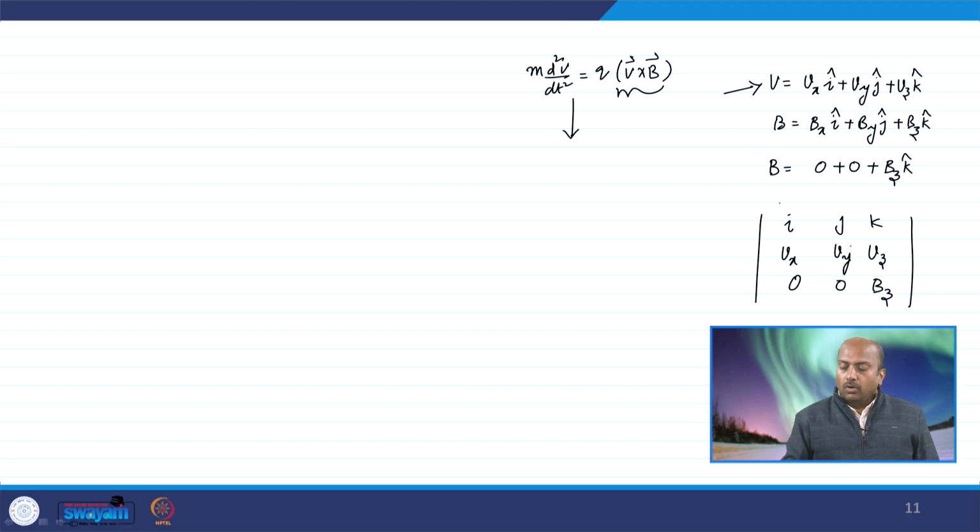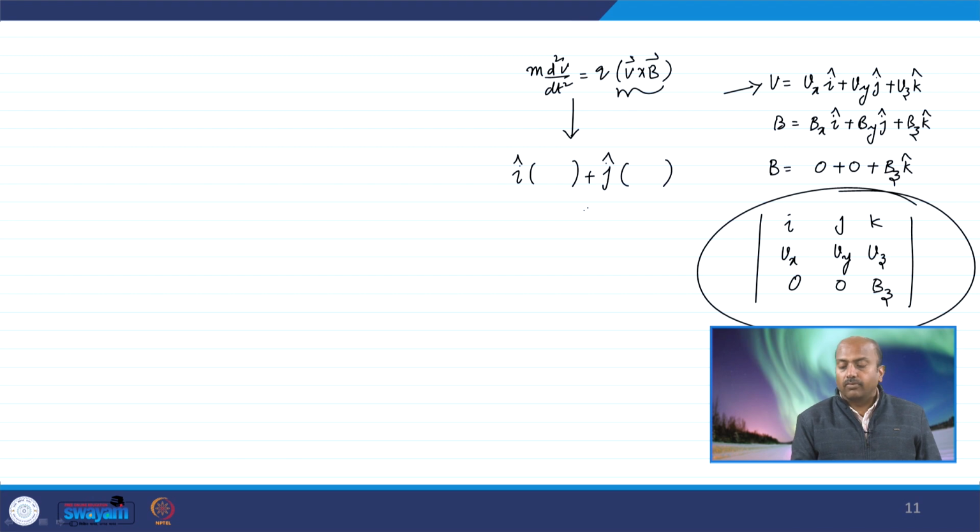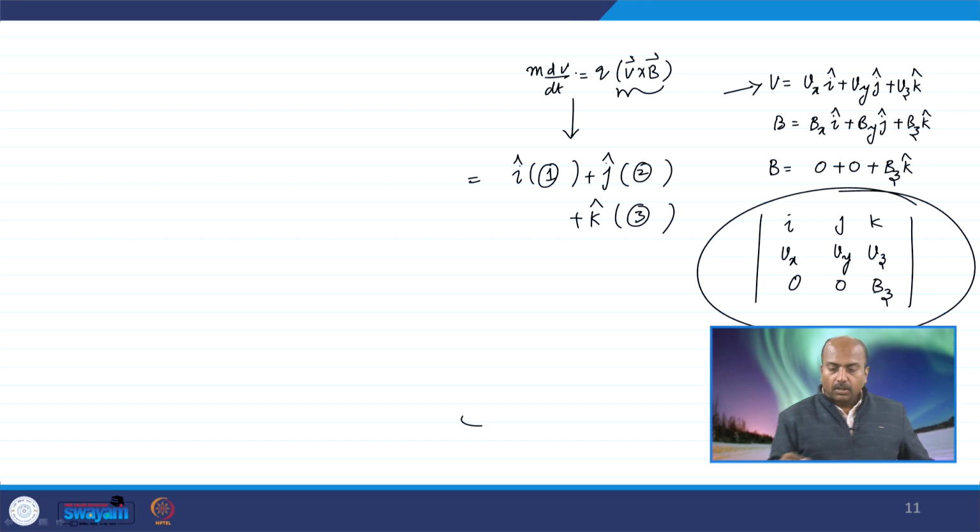Okay. Now, you know how to solve this, which means you are going to get 3 components: something in the multiple of i cap, something in the multiple of j cap, and something in the multiple of k cap. You can get 1, 2, and 3. You will have to equate this to m dv by dt. Okay. So you can equate them, and the resulting equations that you get will look something like this.